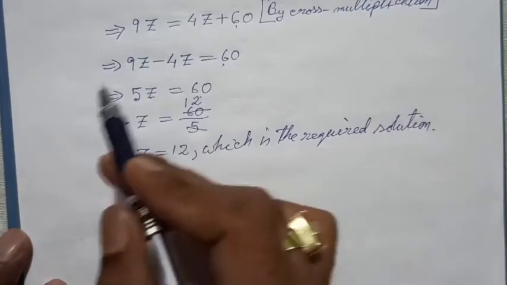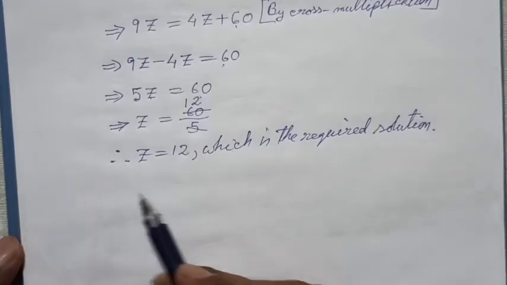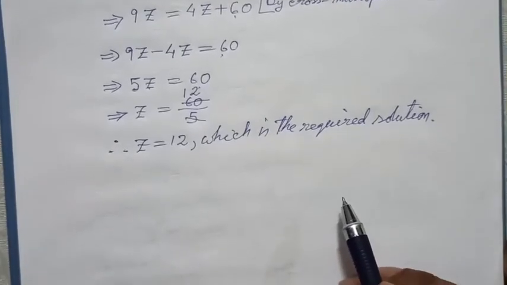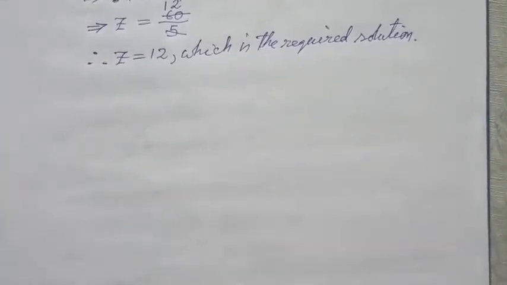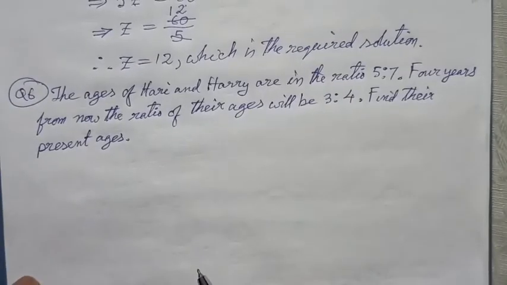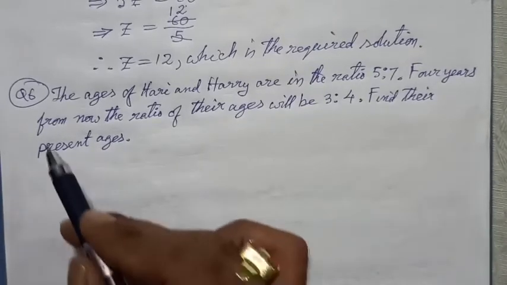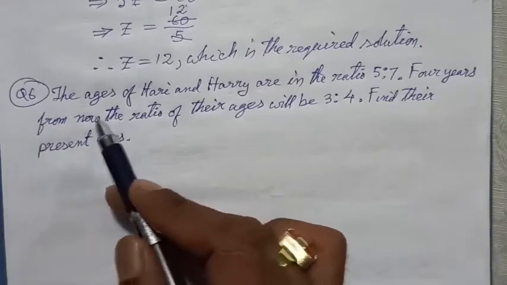I hope that you can understand this, because these questions are not so difficult. So let's go to the next question. Question number 4 and 5 are same, so you try question number 4 and 5. Now let's try question number 6.